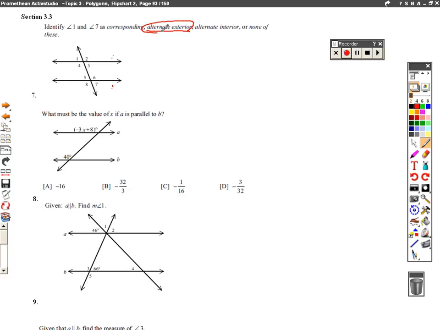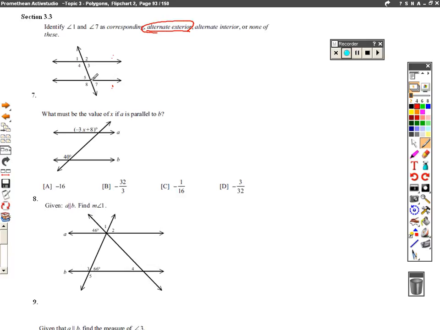But I need you to know that 4 and 6 and 3 and 5 are alternate interior. We need to know those. I need you to know corresponding. So 1 and 5, 2 and 6, 4 and 8, 3 and 7, those are all corresponding. And all of those angles we just mentioned were congruent to one another. And then the other ones we need to know are same side interior. So 4 and 5 and 3 and 6, those are our same side interior pairs. And they are actually supplementary, not congruent.